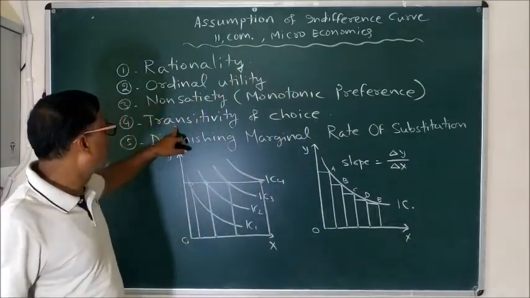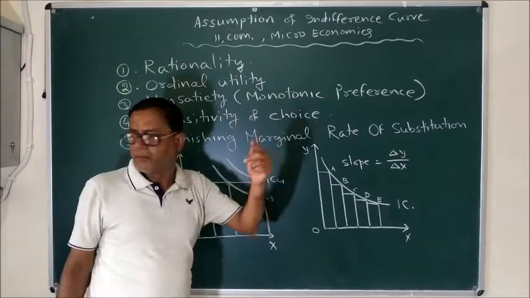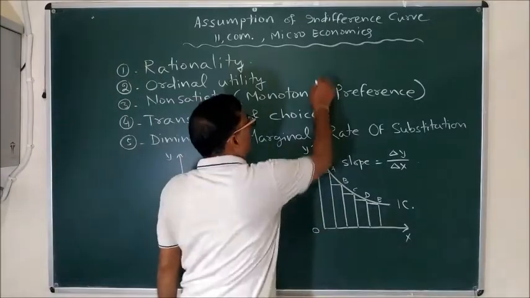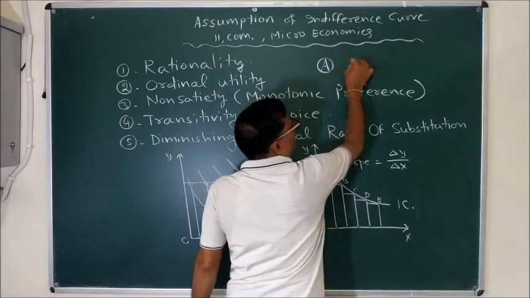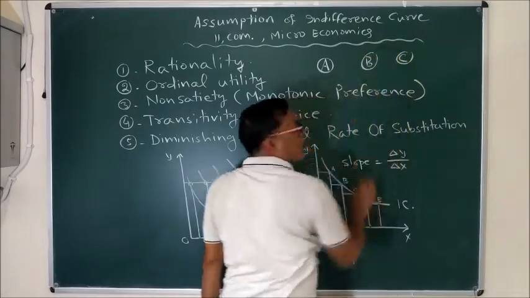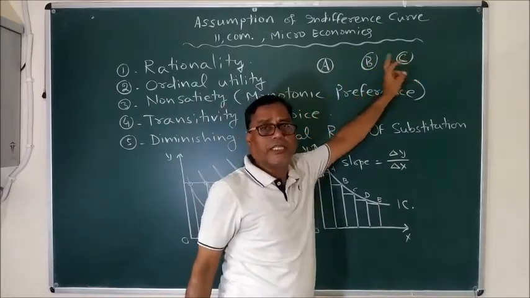So after that, the fourth point is transitivity of choice. A little bit of mathematics, try to remember transitivity. That is, suppose a consumer has 3 bundles of goods X and Y: bundle A, bundle B and bundle C. Also we can say our consumer has 3 different combinations of goods, A, B and C.